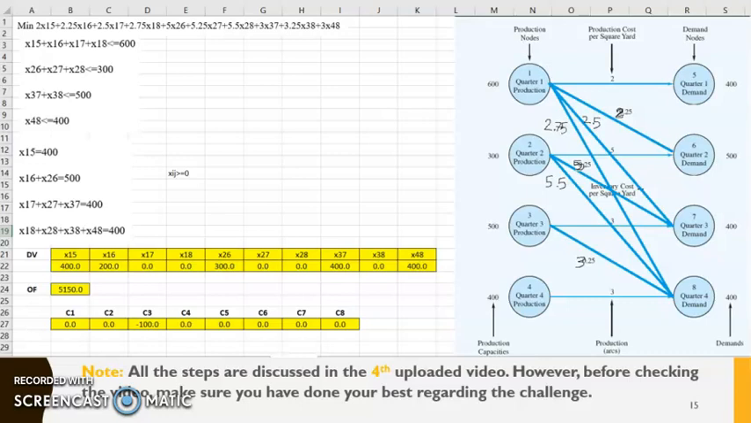As you can see, the objective function is exactly the same, but the numbers are different. But when we check it here, we notice the answers, in fact, are the same as last week, just the presentation is different. For example, here it says that X15 is 400. X16 is 200. X26 300, X37 400, and X48 400.